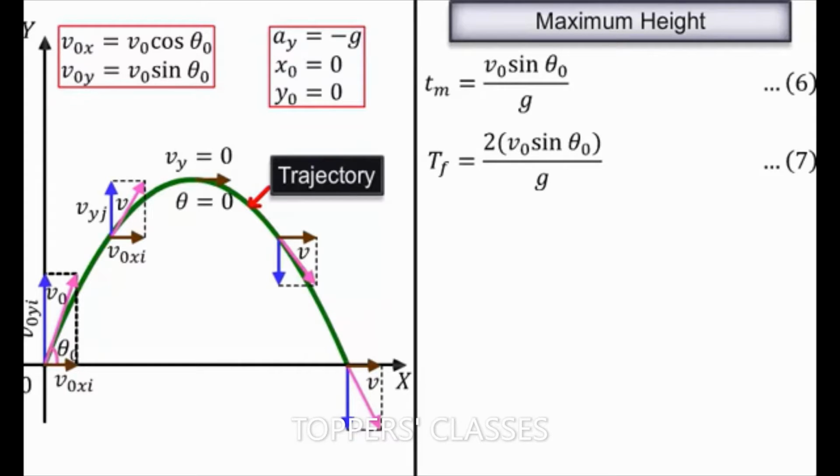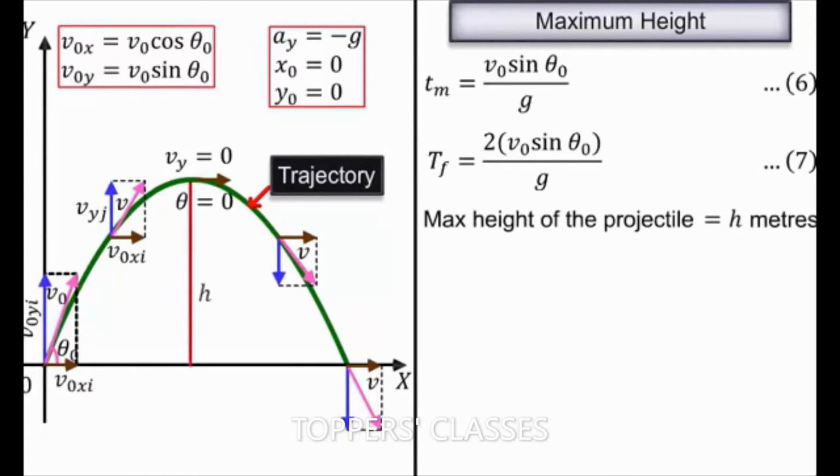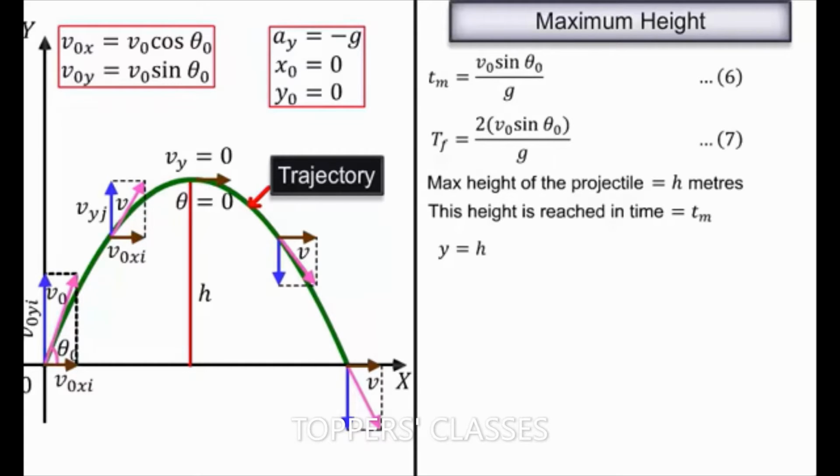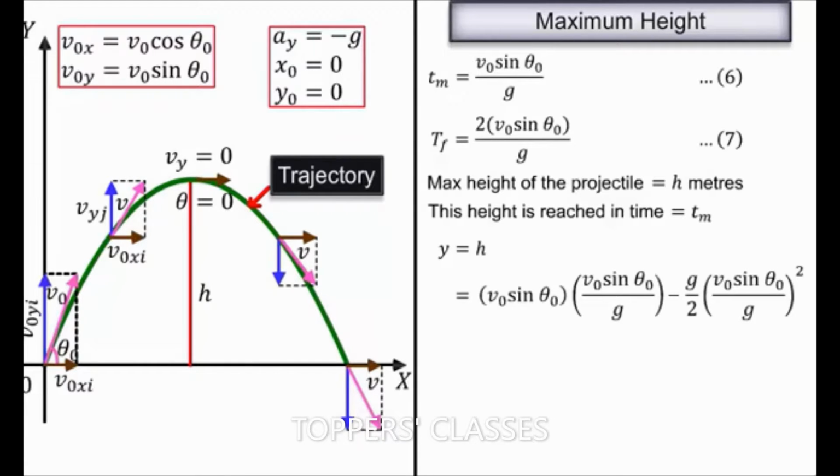Next, we will find the maximum height attained by the projectile. Consider the maximum height of the projectile as h meters. This height is reached in time Tm. Substituting in equation 2 and simplifying, we get h is equal to (V0 sine theta 0) square divided by 2g. Let this be equation 8.